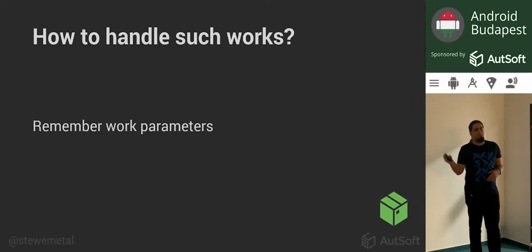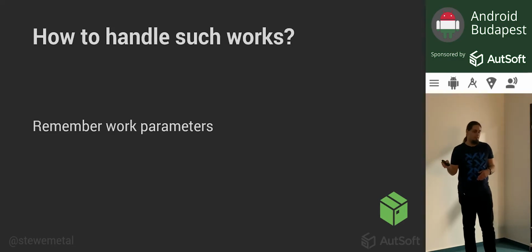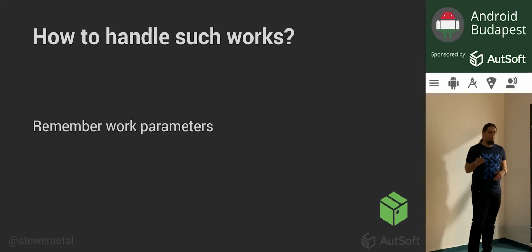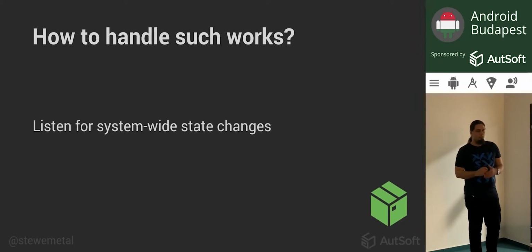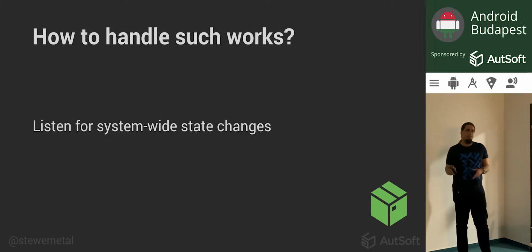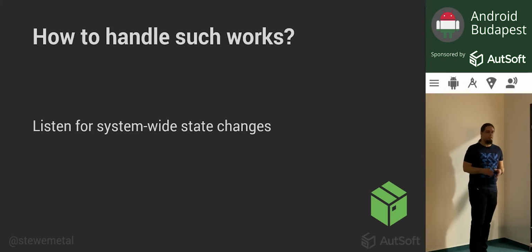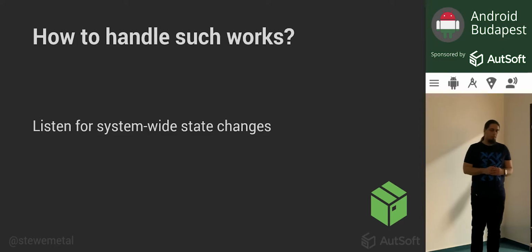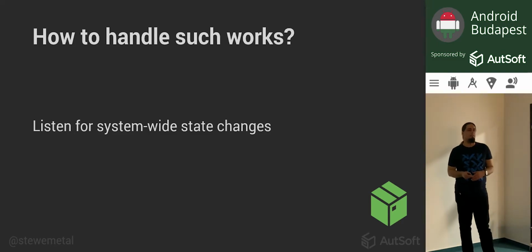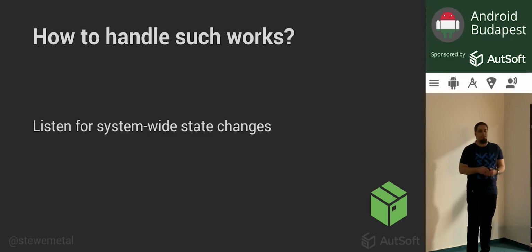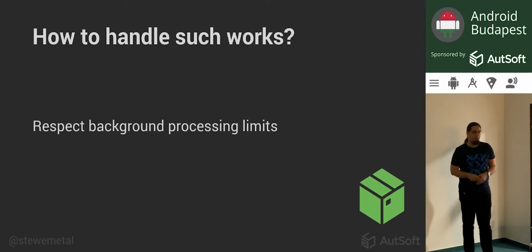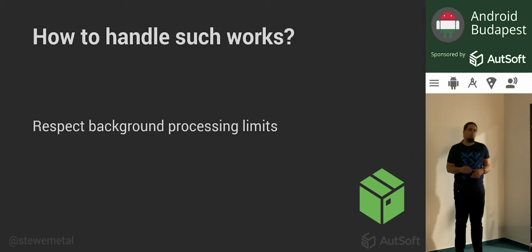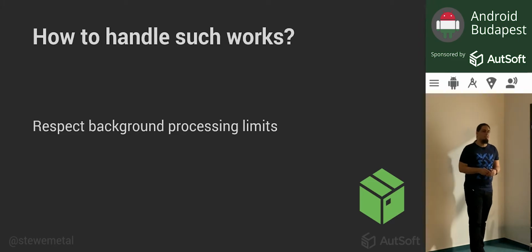Then we should remember the parameters passed at the time of the scheduling to retrieve them when the task is actually run. For the constraints, we should really be able to listen to system-wide state changes, like when the device the task runs on is on Wi-Fi, is connected to the internet, is not low on the battery, and so on. We also should respect the background processing limits that were introduced and gradually evolved since API 23.